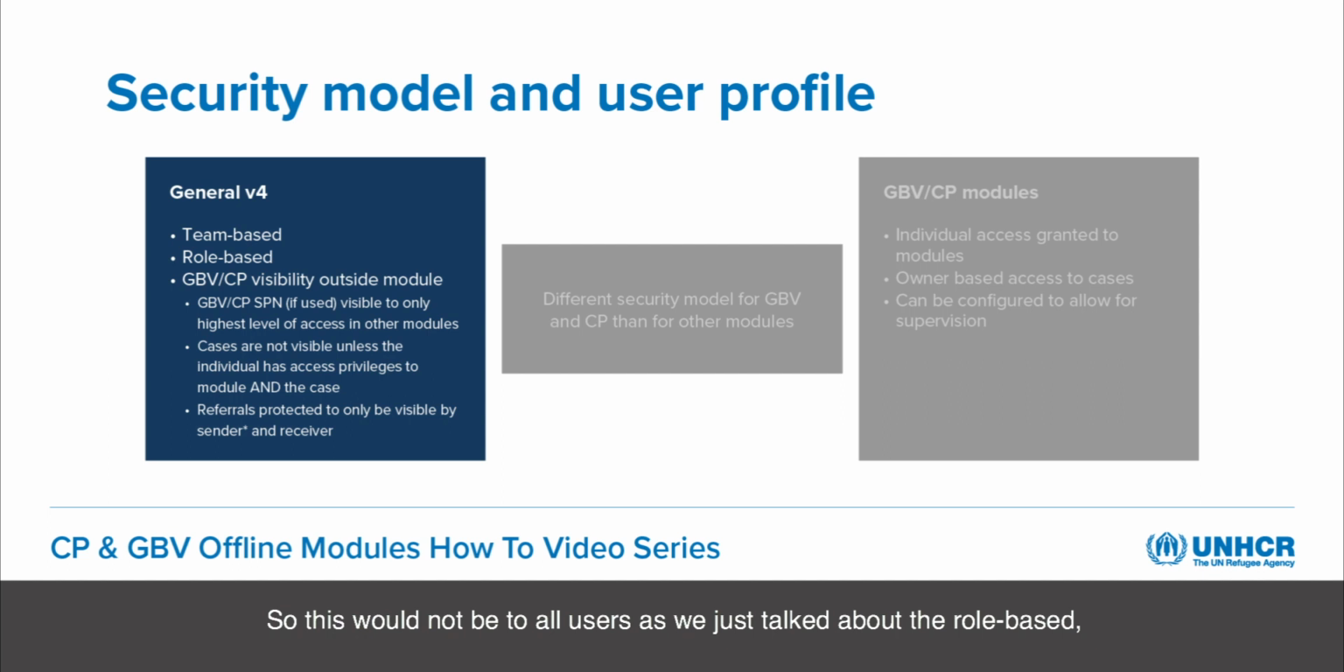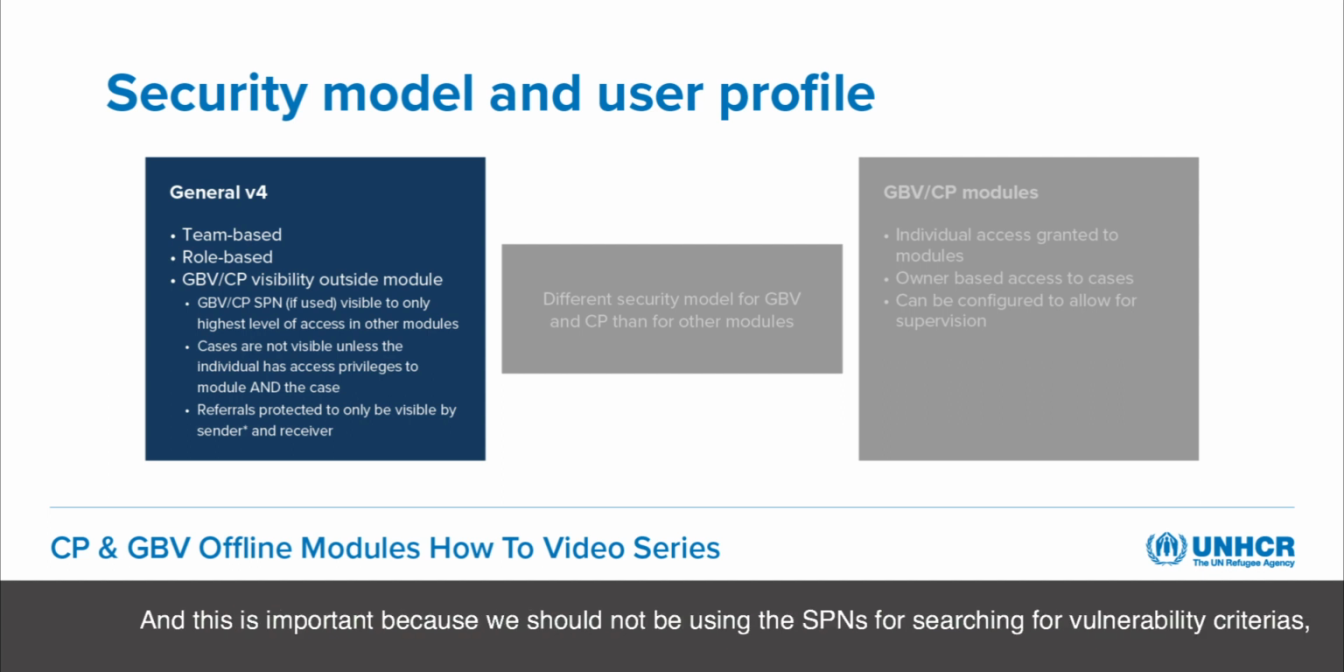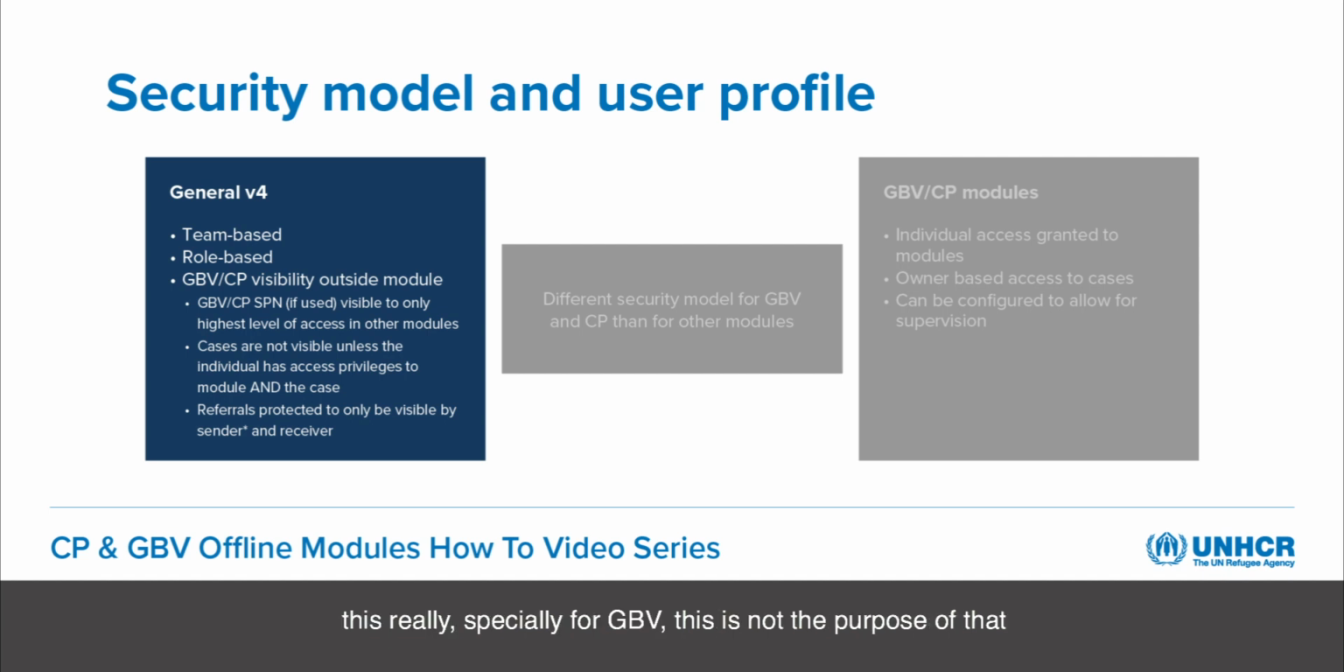As we just talked about the role-based access, there are a very limited number of users that would be able to use this. And this is important because we should not be using the SPNs for searching for vulnerability criteria. This really, especially for GBV, is not the purpose of that. So that's why we don't encourage the usage of that as an SPN in general.